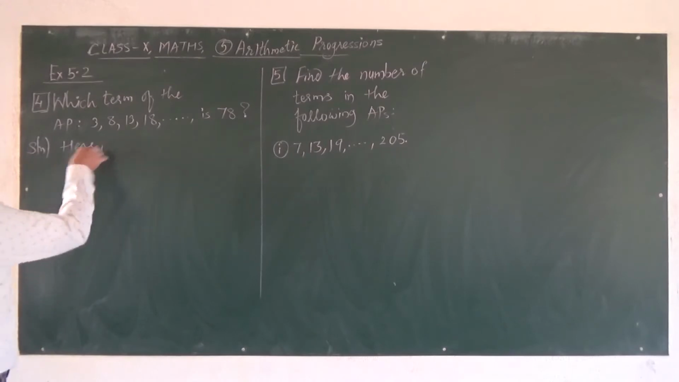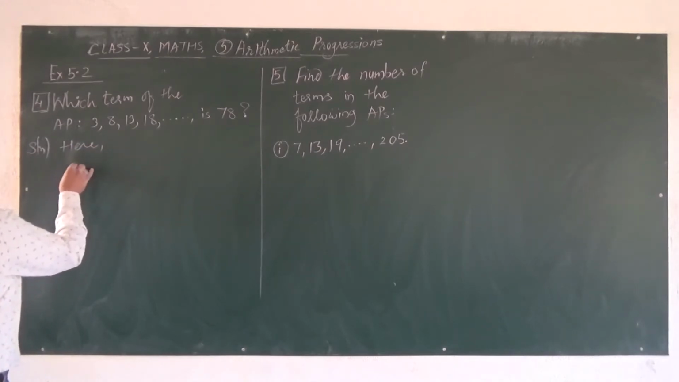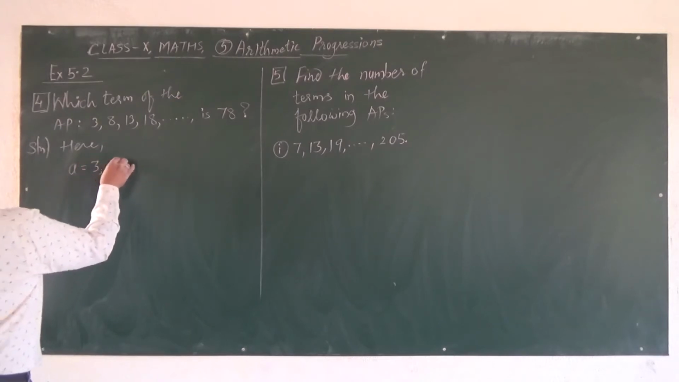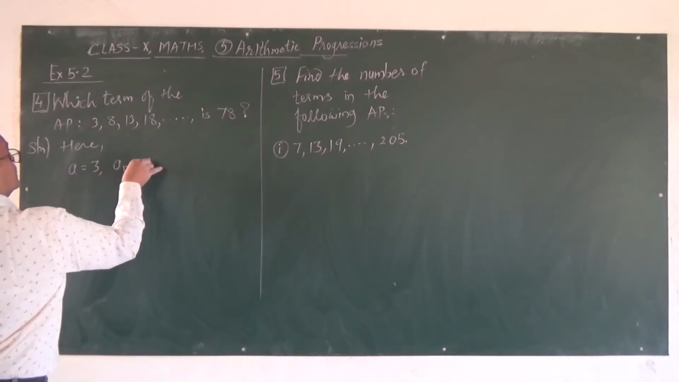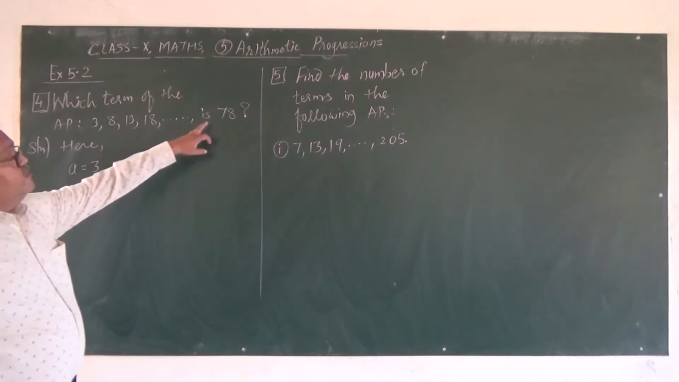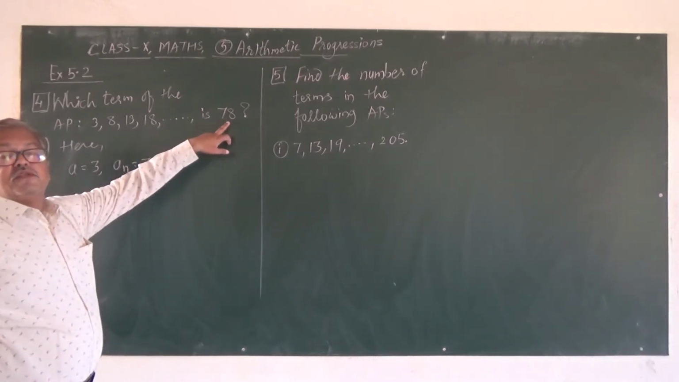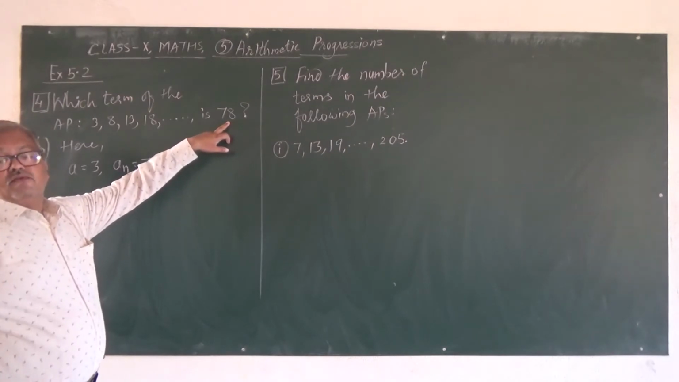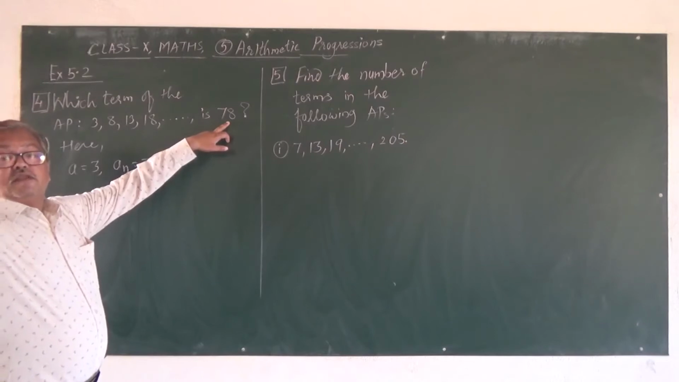Here is 3, last term. This is for us last term. We have to consider this as our last term. So we know the value of the last term. Value of the last term is 78, but we don't know which term is 78.